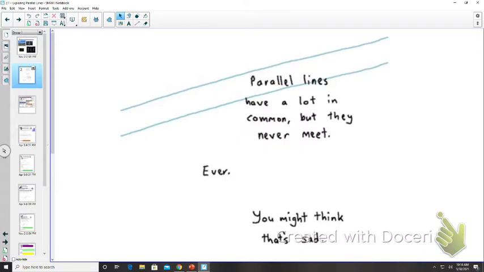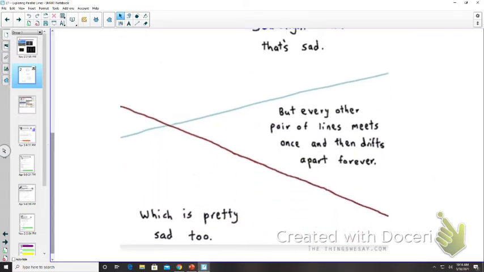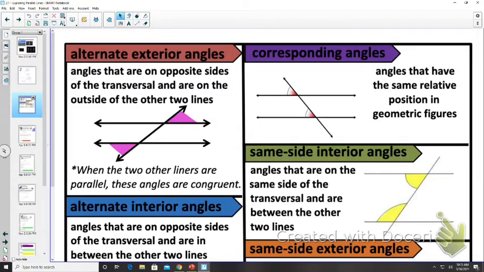Good. Have a little joke here for you guys. Parallel lines have a lot in common, but they never meet, ever. You may think that's sad, but every other pair of lines meets once, and then drifts apart forever, which is pretty sad too. That's kind of depressing. I just thought that was funny. We were supposed to start off with this unit, but just in case students were coming in from Dash 2, we did the expressions units first. So I've been sitting on this little image for like 3 months now. It wasn't the reaction I was expecting, to be honest. Anyways, math jokes.